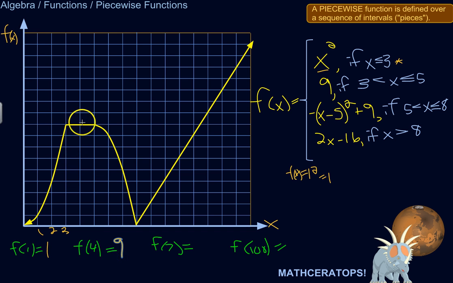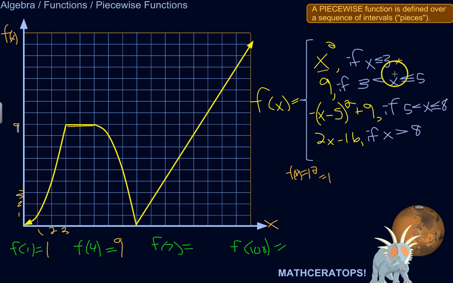You can see that. Over this interval here, the value of the function is a constant 9. So 1, 2, 3, 4, 5, 6, 7, 8, 9. So if x is somewhere in here, the value of the function is going to be 9.